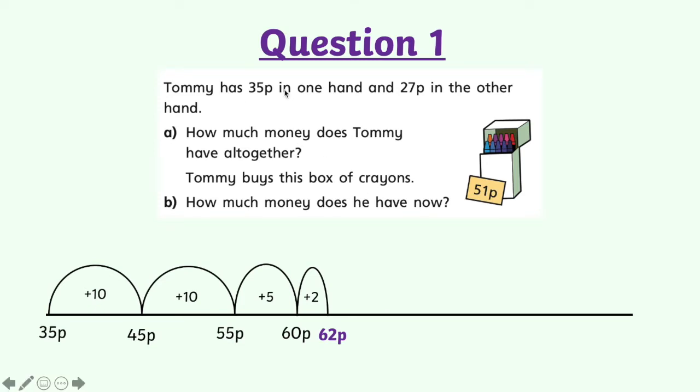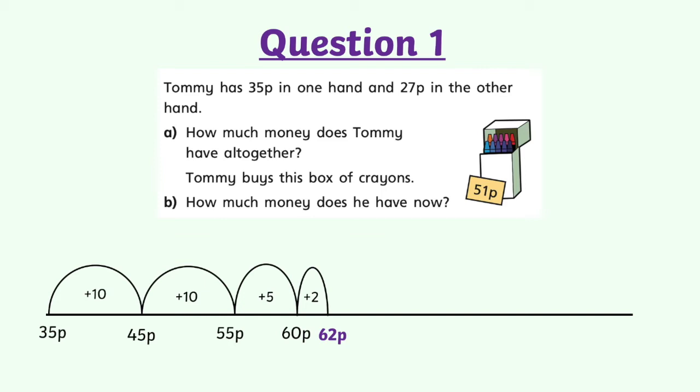So first of all, we know that Tommy's got 35p and 27p in the other hand, and we need to add them together to work out how much money Tommy has altogether. So I started on 35, I decided I was going to use a number line, and I hopped forward 27. So I went in tens first and did 20 to get me up to 55, and then I added 5 to get me to the next 10, which was 60p, and then I had 2 left to add, which got me to 62p. So well done if you got 62p for the first part.